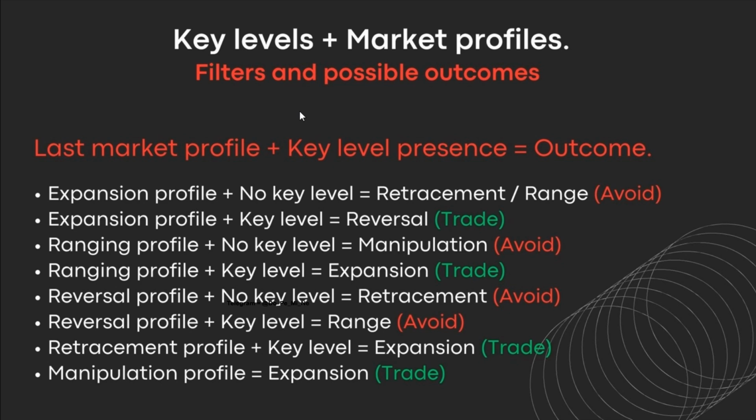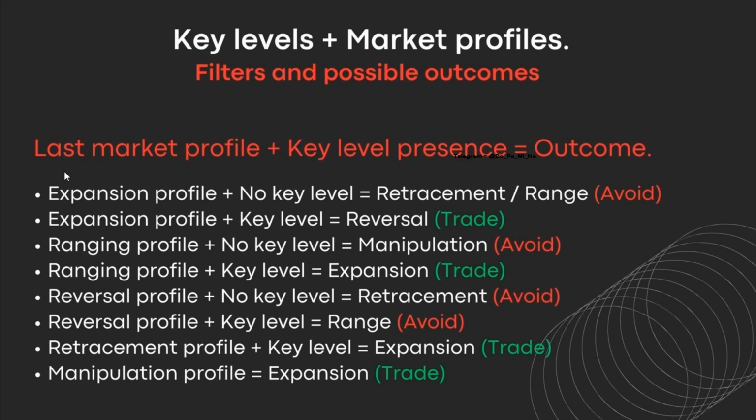Now let's discuss some combinations and outcomes of market profiles again, right? So here we've got a format. The first variable in this equation represents the last profile that has ended, and the second variable represents the presence of a key level and whether it has been tested or not, or whether it's present or not, right? And then combining them together gives us a possible outcome, which is the constant of this equation.